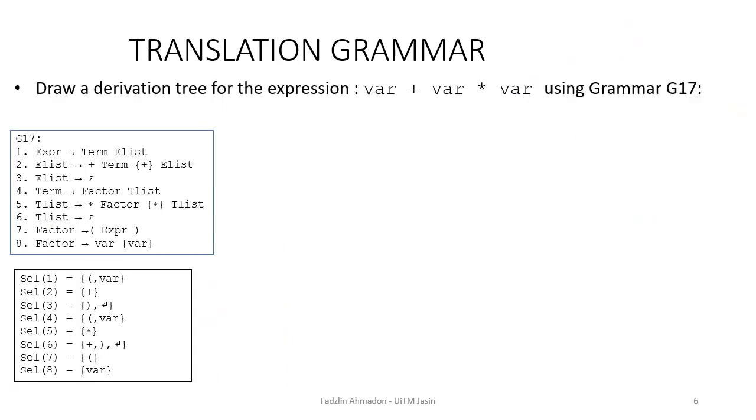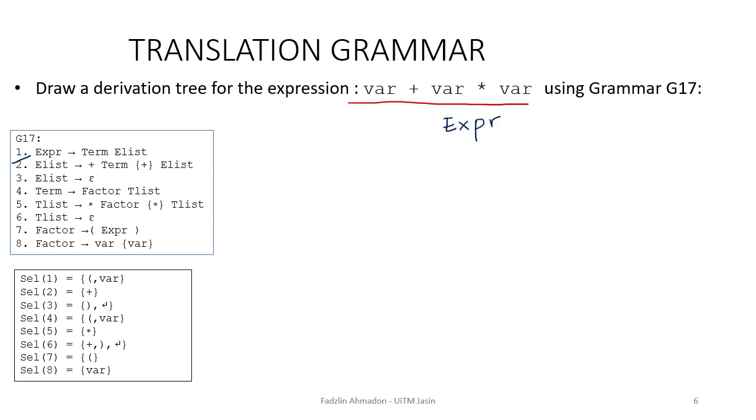In order to demonstrate the capability of translation grammar to produce output, we will draw a derivation tree. So we're going to use grammar 17 to draw the derivation tree for this particular expression. So this is our input. So just like what we have learned previously, we're going to start with the starting non-terminal, and the starting non-terminal is expression, and there is only one rule derived from expression. Therefore, I'm going to start with the first rule.